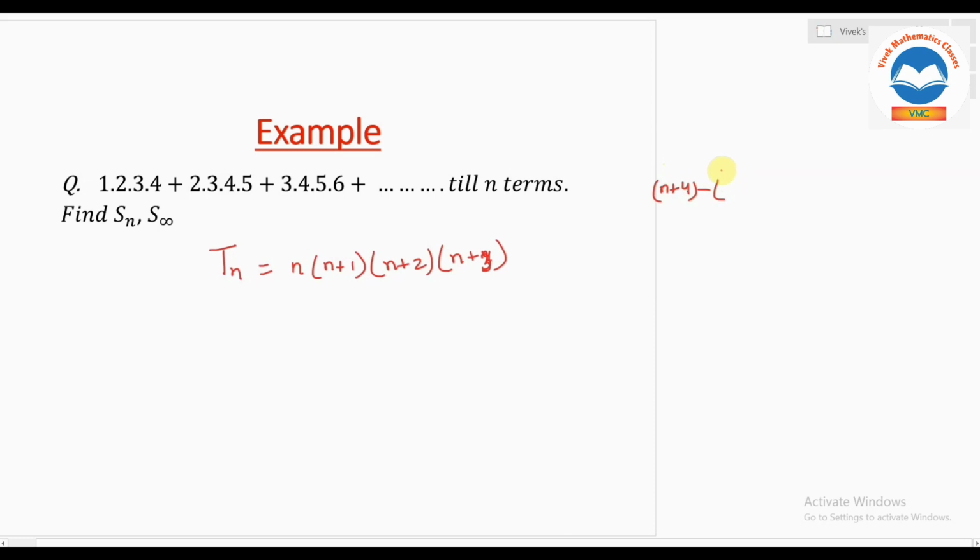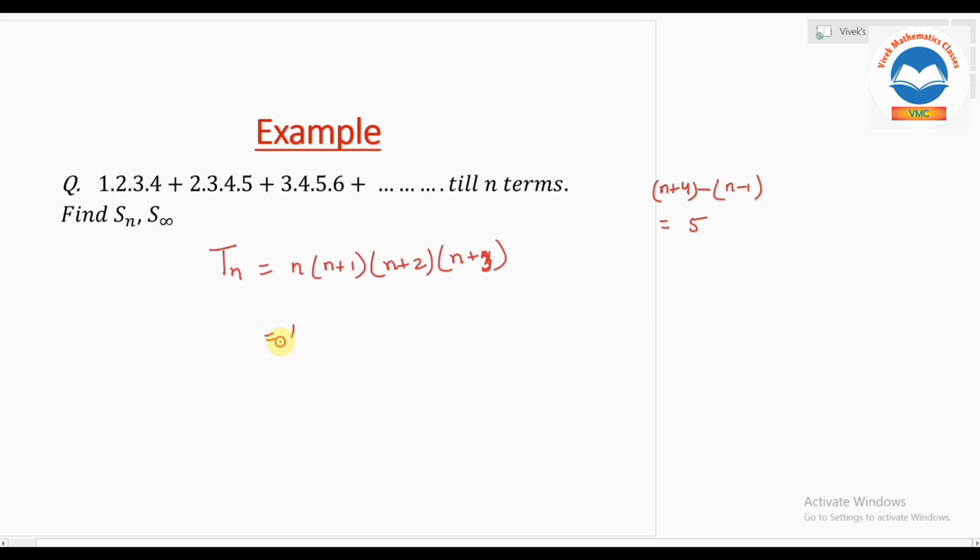Before the first term, the first term is n. What will be before this? n minus 1. So we have to subtract this. How much will you get? The n will be cancelled out and here you will get 5. It means you have to multiply and divide by 5.